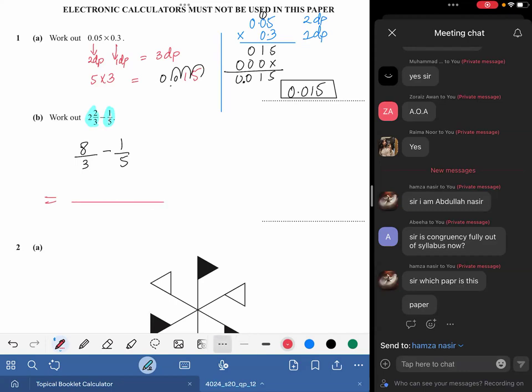Okay, so what you have to do is multiply crosswise, like this: 8 will be multiplied with 5. 8 fives are 40 minus 3 ones are 3, and 3 fives are 15. So the answer is 37 by 15.